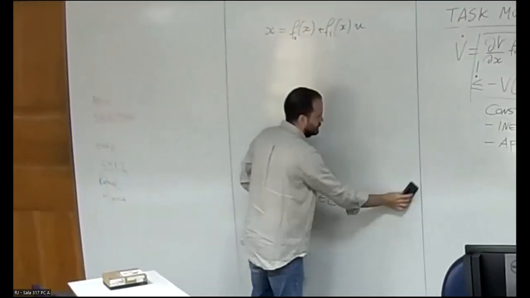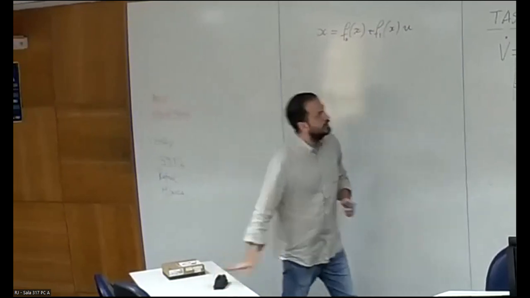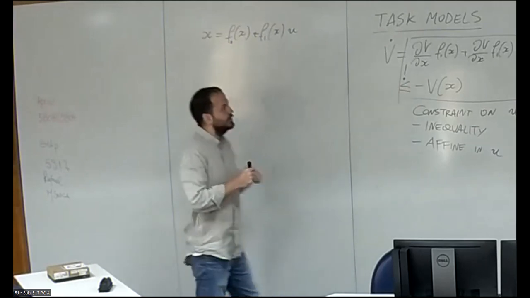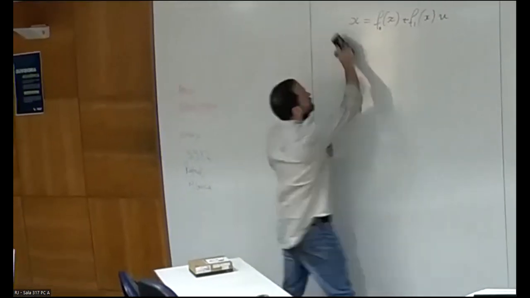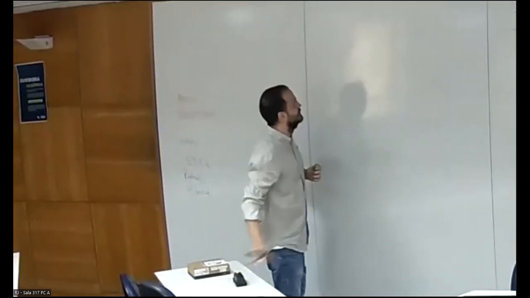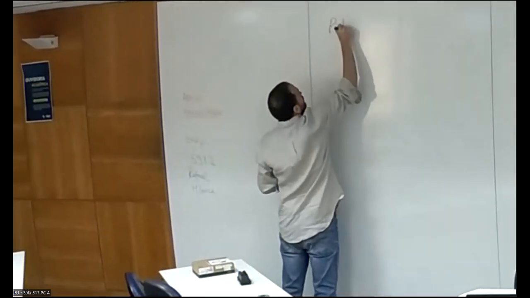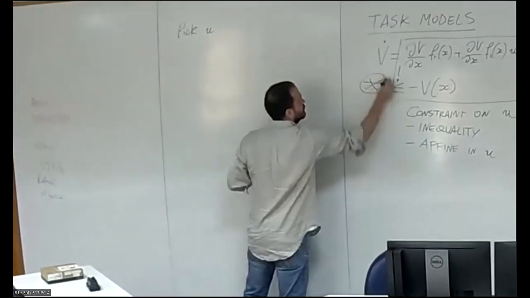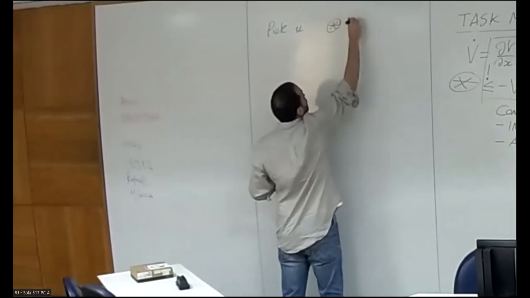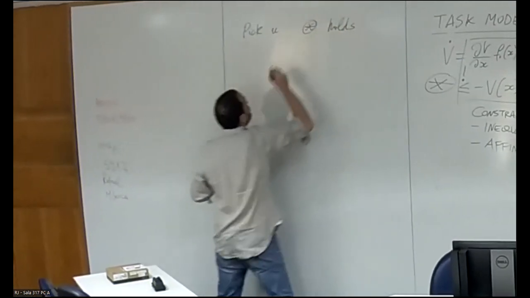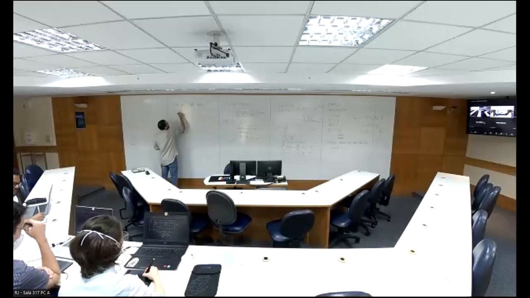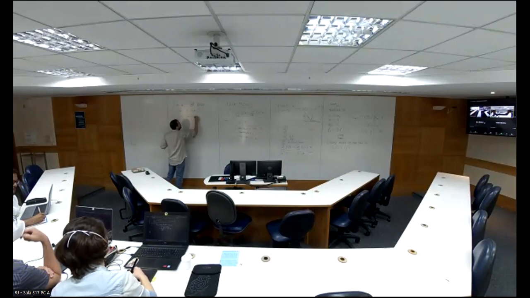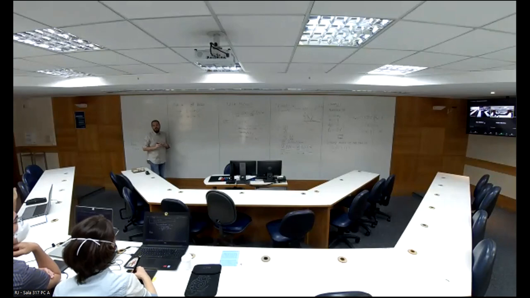So as long as we pick u such that this holds, then V is going to go to 0, which means x is going to go to 0. So, sorry, x is going to go to s. So, pick u such that this holds. Then V is going to go to 0. That means x is going to go to s. And we're done. How do we pick u?